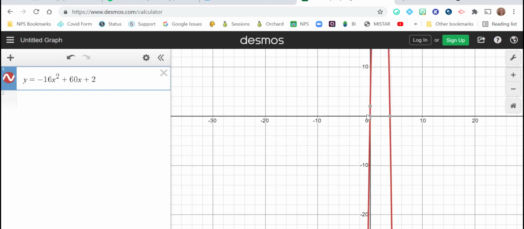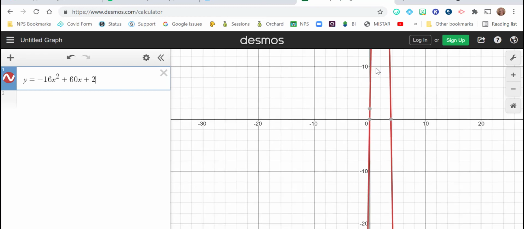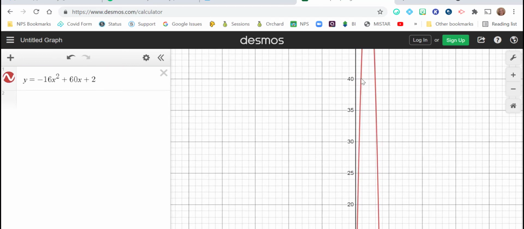So right now I've got some zeros here, but the question involved 40 feet above the ground. So this is seconds, and this is our height. So we're going to have to find about 40, and where it crosses 40 is where we're going to find our answers. So we'll end up with about 1 and about 3 as well.